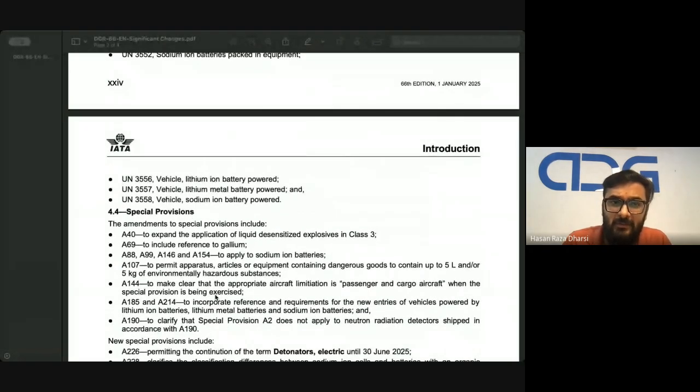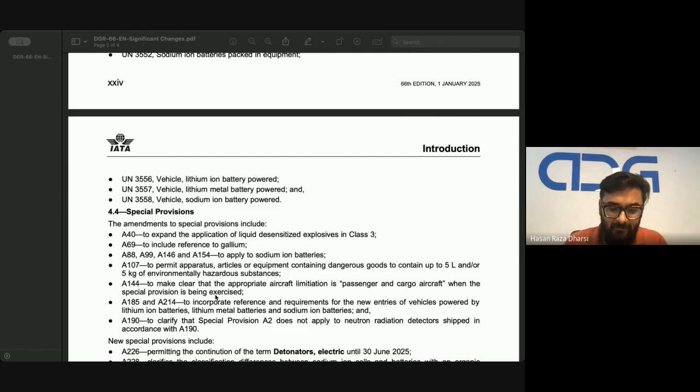So the amendments to the special provisions include A40 to expand the application of the liquid desensitized explosive in class 3. Then there's A69 to include reference to gallium. Then there's A88, A99, A146, A154 to apply to sodium ion batteries.